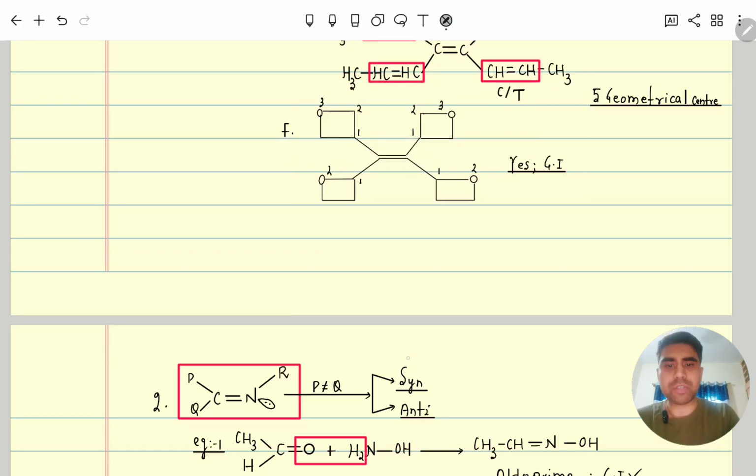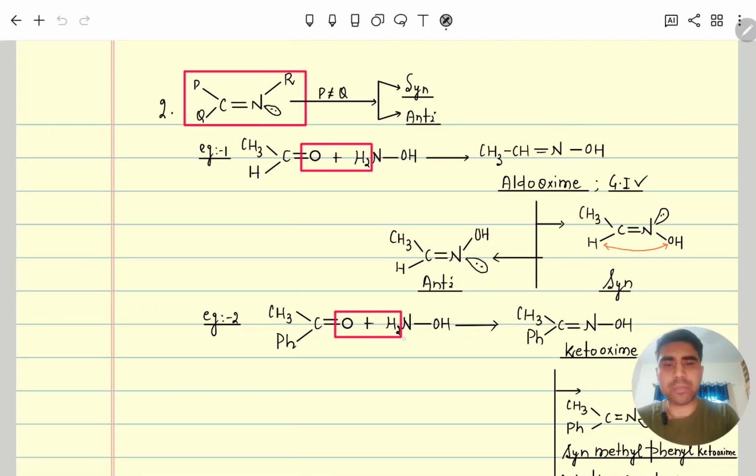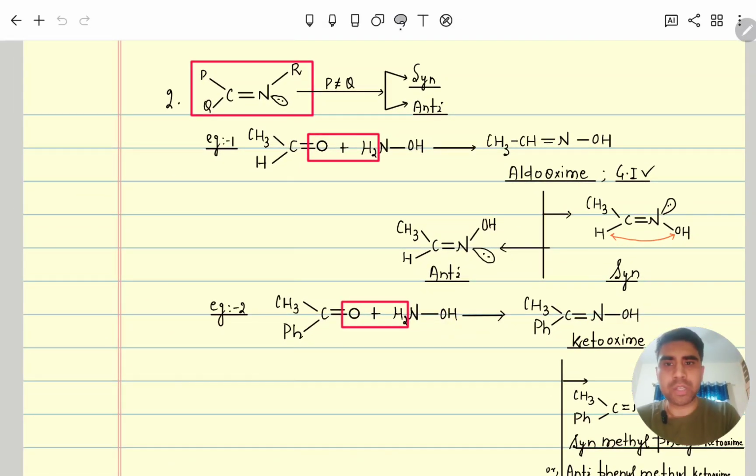Next, coming to the second system, carbon double bond nitrogen. Again it has restricted rotation, and P and Q should not be equal. Of course, here R and the lone pair are not the same, so we only have to check one side, that P and Q should not be equal, and it will show GI. In the first case, let's suppose this is an aldehyde and this is an oxime, combining together, water comes out and it forms an aldoxime. In that, with restricted rotation, here the lone pair and OH make R and S different. Here hydrogen and CH3 are both different, yes, GI.